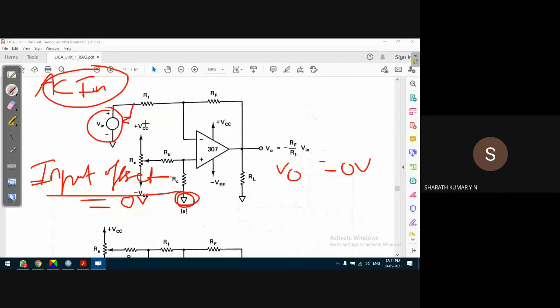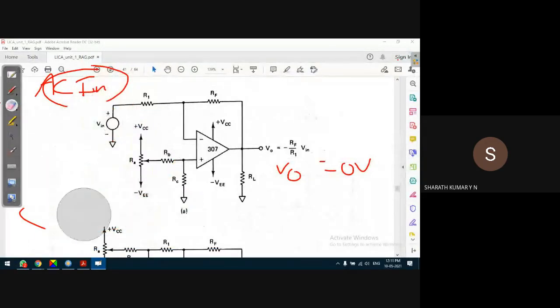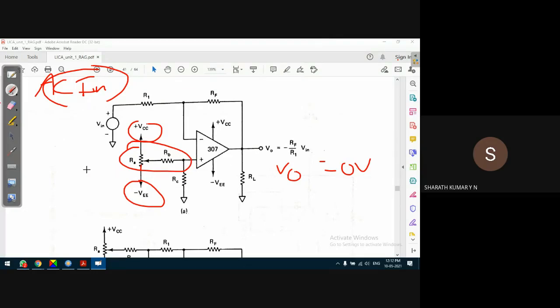How to set the input offset voltage? That is using a potentiometer network, a voltage divider network, that is RA and RB. Input offset voltage can be either positive or negative. That's why, if you see this potentiometer network, one end is a negative voltage, the other end is a positive voltage. Adjust this pot in such a way that the input offset voltage is adjusted so that the output voltage is 0.